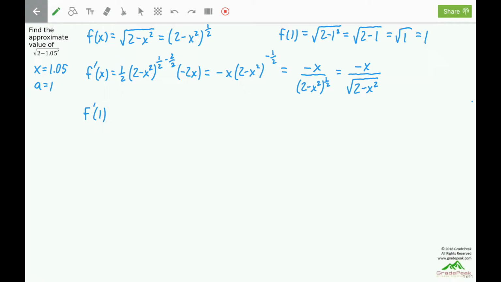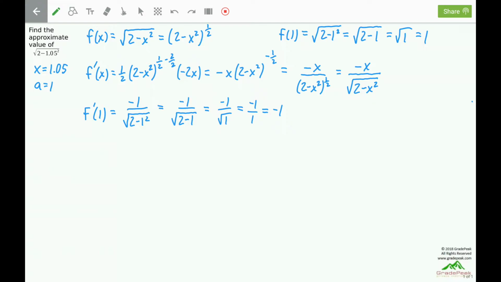And the derivative, f prime of x, evaluated at the a value, f prime of 1, will be negative 1 over the square root of 2 minus 1 squared, and 1 squared is a 1. Negative 1 over the square root of 1. The square root of 1 is a 1, so we have negative 1 over 1, which equals negative 1.